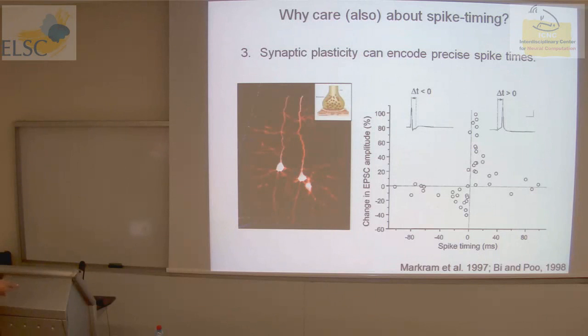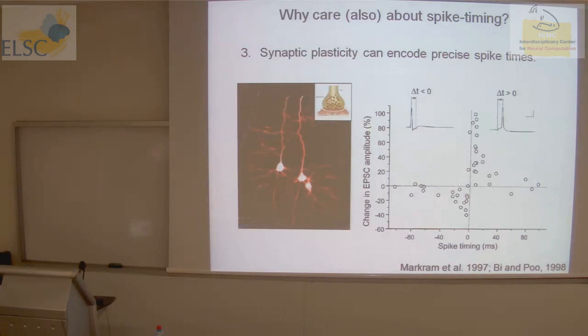And what people found is that if you have a causal firing sequence, that is, you fire the presynaptic cell before the postsynaptic, you see that the synapse tends to increase in strength. This is a form of LTP, a long-lasting change. But if you reverse the ordering, such that the postsynaptic cell fires before the presynaptic cell, you get synaptic depression.